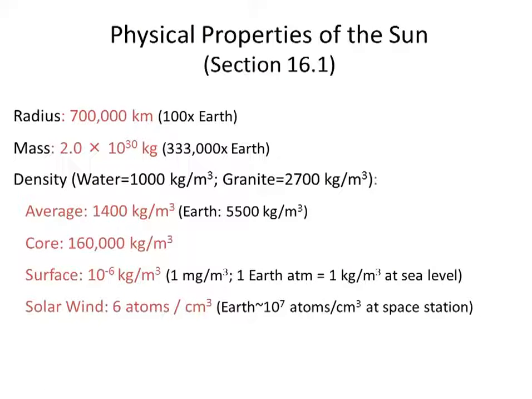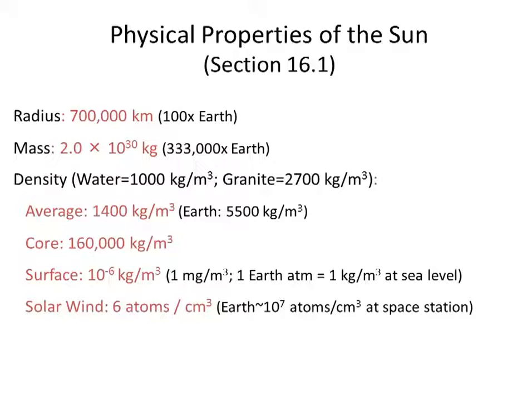Some physical properties of the Sun. These are not things I expect you to memorize, but I want to point out some important relations and some important things to keep in mind as we go along. So the Sun has a radius of 700,000 kilometers. That's about 500,000 miles, and that radius is roughly 100 times the radius of the Earth.